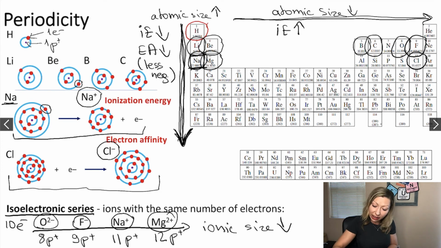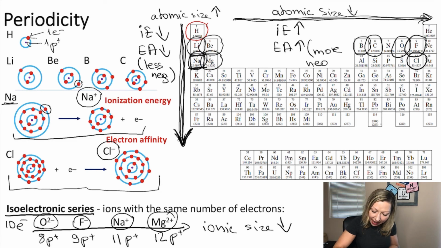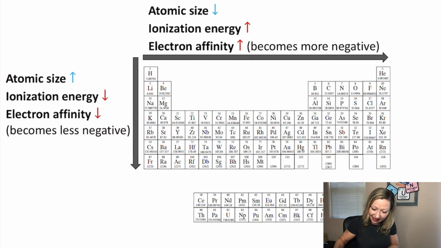Okay, how about if we go left to right? Well, we are decreasing the atomic size, so it's going to be easier and easier to add an electron because the electron that we add is going to be closer to the nucleus. So the electron affinity is going to increase the same way as the ionization energy. But keep in mind that it's actually going to become more negative here. Okay, I hope this makes sense. Let's summarize it on the next slide.